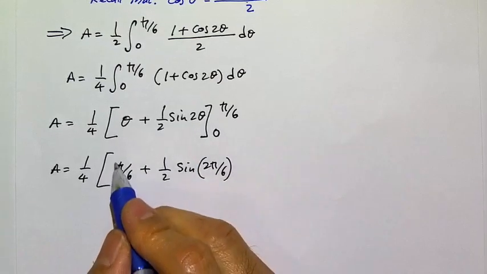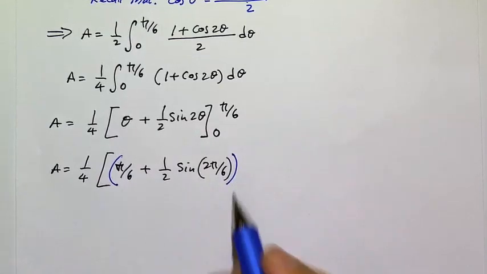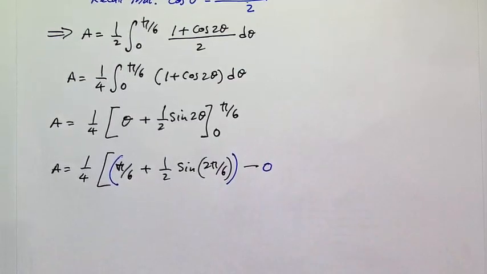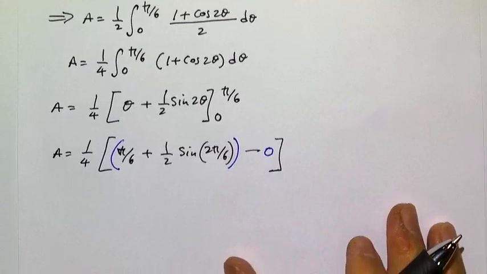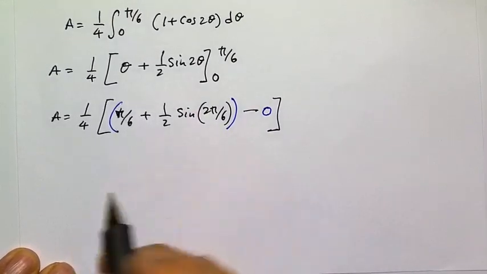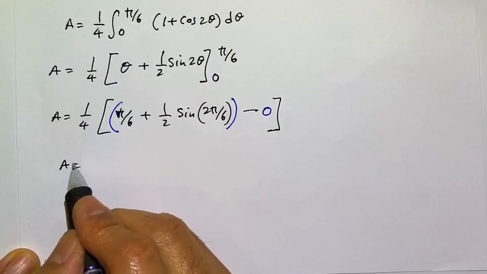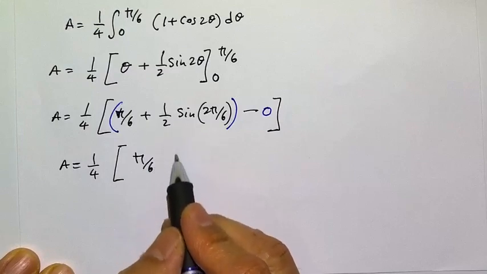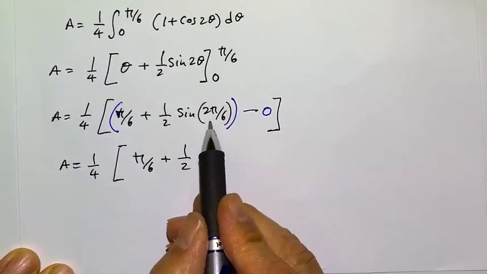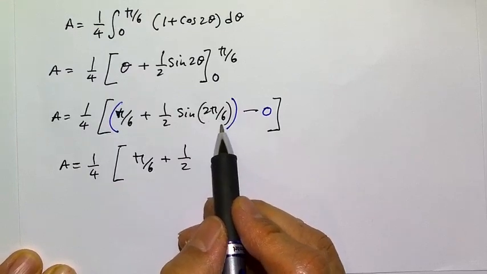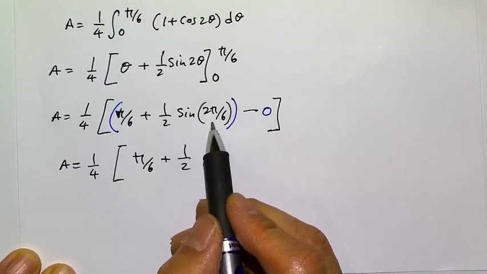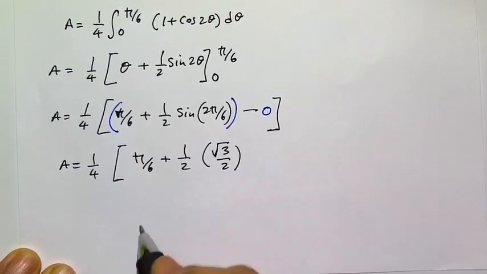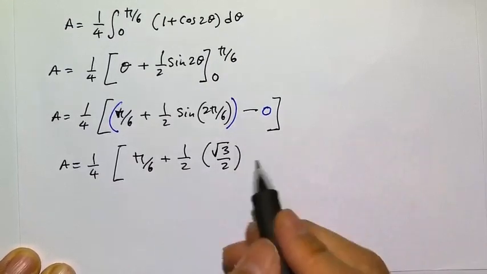And if I put both of these inside the parentheses, then we can say minus, for substituting 0, we just get 0, and then we can close the bracket that way. Okay, so what do we get here? We get 1 over 4 times pi over 6 plus 1/2. When you simplify, 2 pi over 6 simplifies to pi over 3. Sine of pi over 3 from trigonometry, we know is equal to square root of 3 over 2. Okay, and of course, that's just 0.